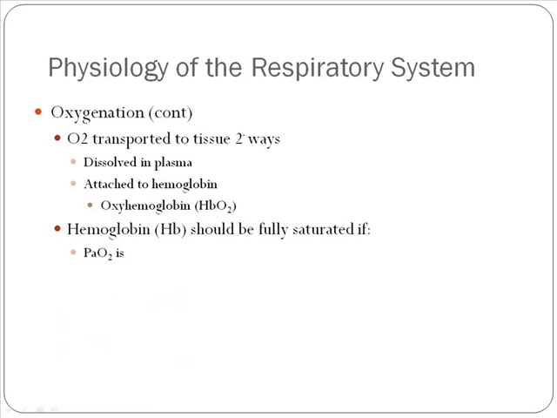Once oxygen gets into the bloodstream, it's transported to the tissues two different ways. Primarily, it will be dissolved in plasma, and it will be attached to the hemoglobin, creating a molecule called oxyhemoglobin. Only 3% of the oxygen is dissolved in the plasma, which means the other 97% that travels through the bloodstream has to attach to hemoglobin to create oxyhemoglobin. That's why if you have low levels of hemoglobin, you don't get very much transport of oxygen, because a very small amount of it is dissolved in the plasma.